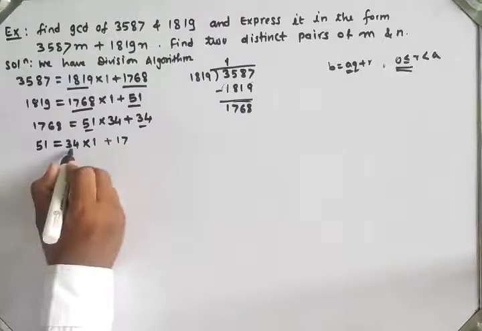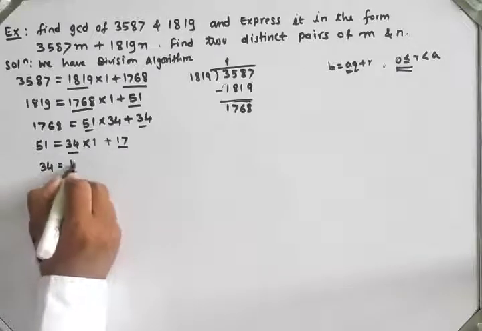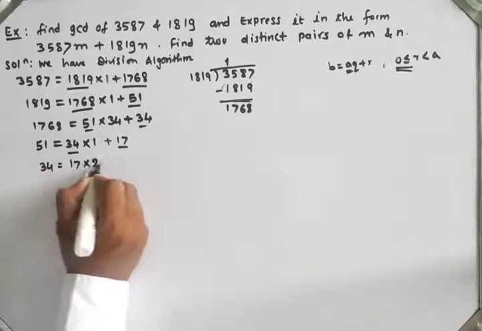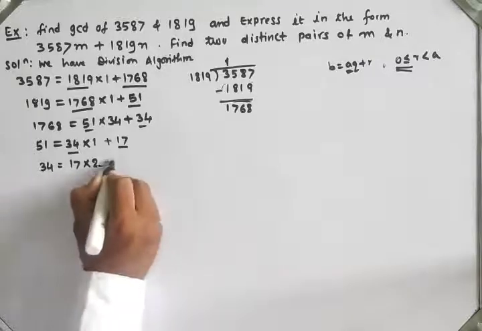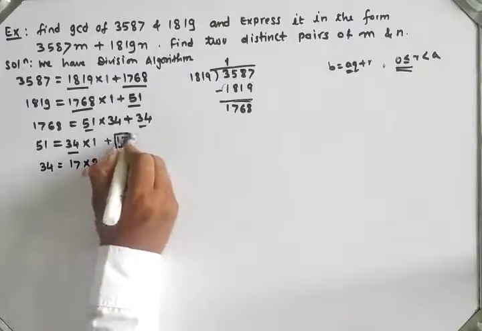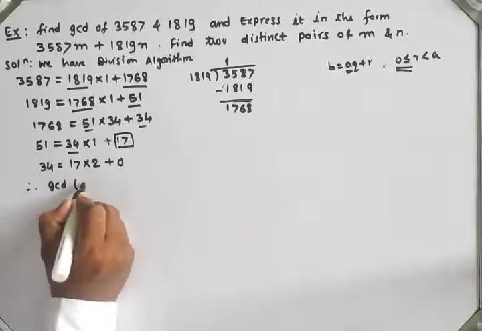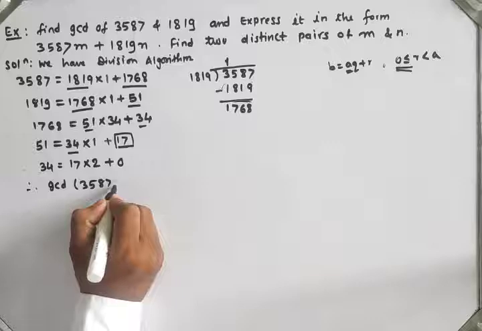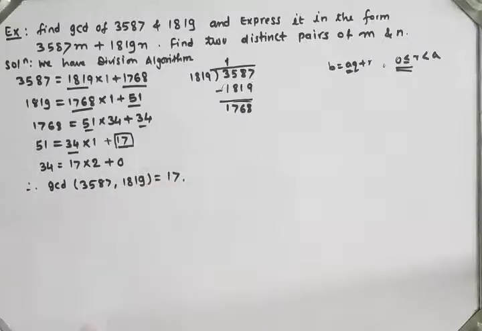17. Again apply the division algorithm between these two. 34 divided by 17: 17 into 2 is 34, and 34 minus 34 is 0. So the remainder is 0, and the last non-zero remainder is 17. Therefore the GCD of 3587 and 1819 is 17.